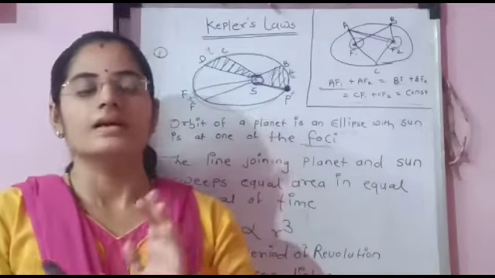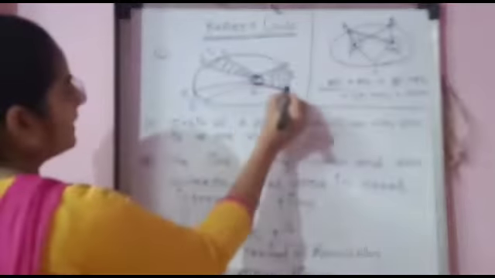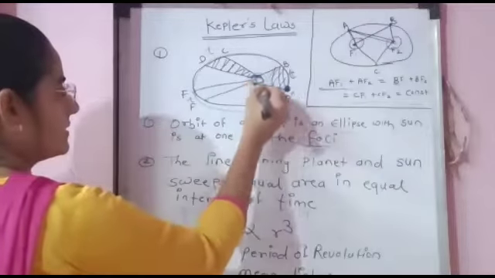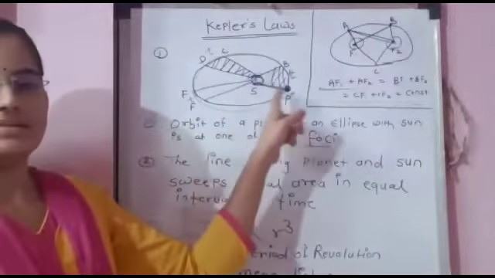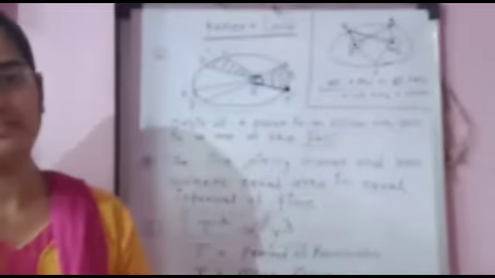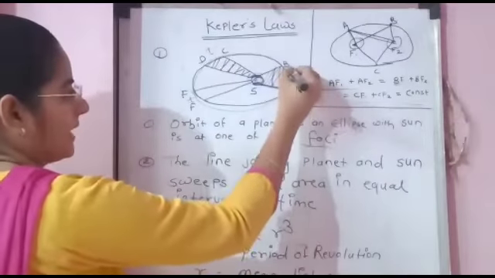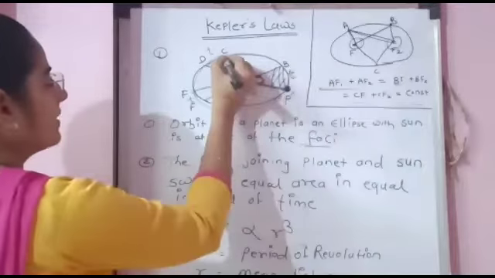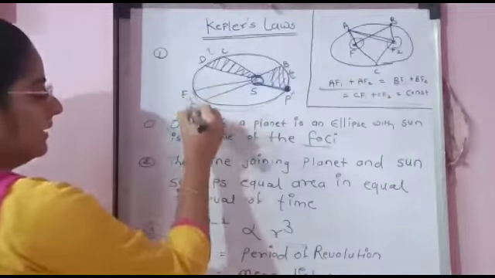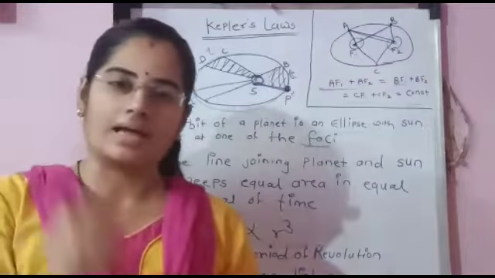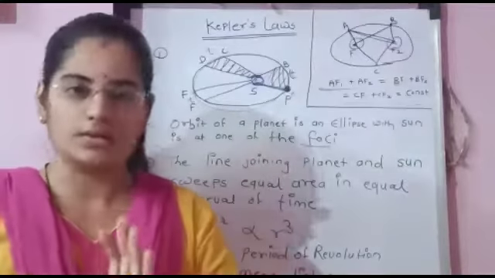Then Kepler's second law of planetary motion. Here one line is given. Suppose this is the position of the sun and this is the position of the planet. This line connects the planet and the sun. If this planet covers path AB in a time t, again covers path CD in a time t, and again covers path EF in a time t, it means the time required to cover each path is constant everywhere.